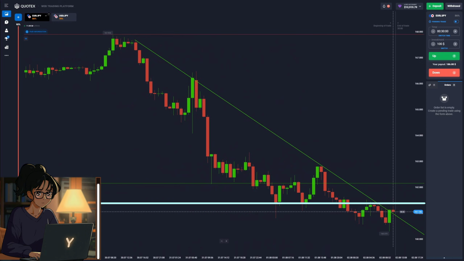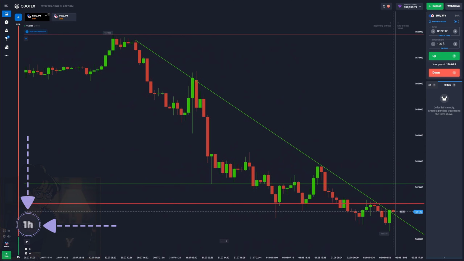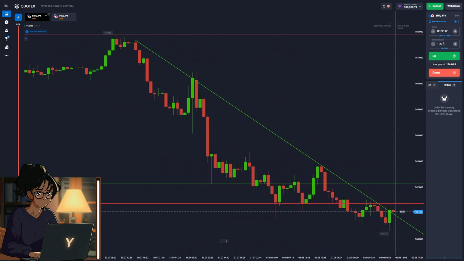For the initial analysis, we'll look at the situation on the 1-hour time frame. What can we say about it at first glance? Look. The price spent the entire day trying to break through the support level. And finally, it succeeded. Afterward, it pulled back to retest that level, but bounced off.